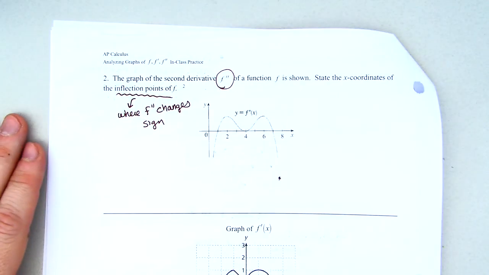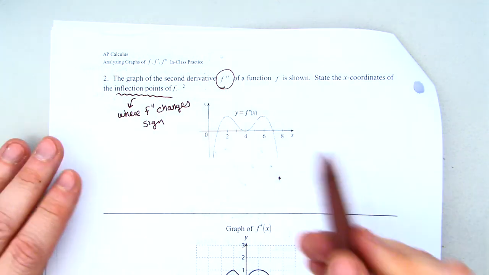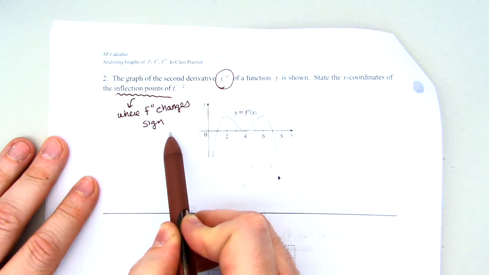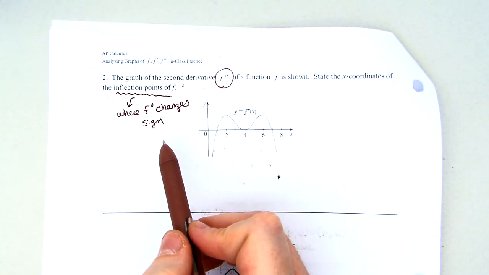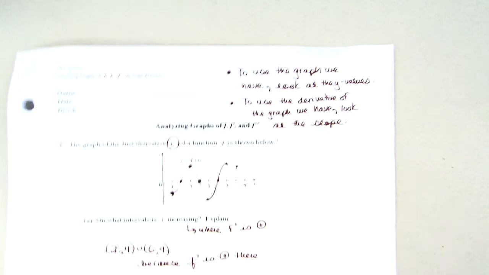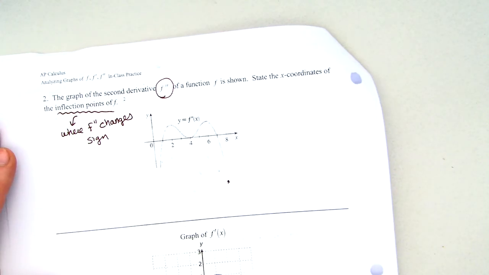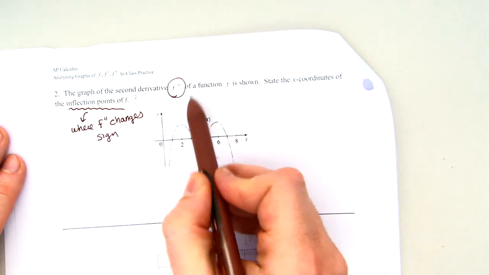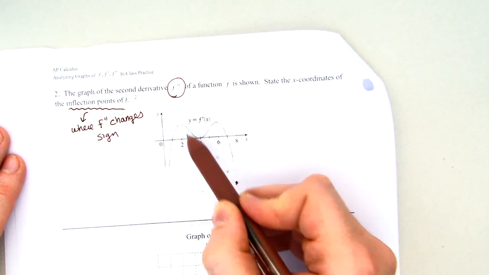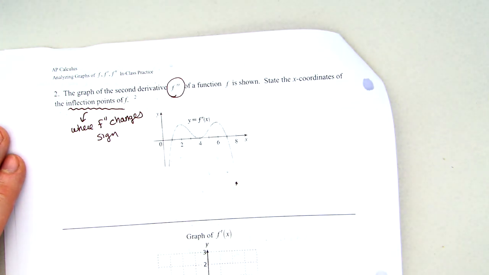I want to know where f has points of inflection. This is the graph of f double prime, and I want to know where f double prime changes sign. This goes back to that first bullet point that we wrote on the previous page. To use the graph we have, we look at our y values. I have the graph of f double prime, and I want to know where f double prime is changing sign, so I'm looking for where the graph I'm looking at is changing y values. I'm going to say x equals 1, because my y values are changing from negative to positive there.